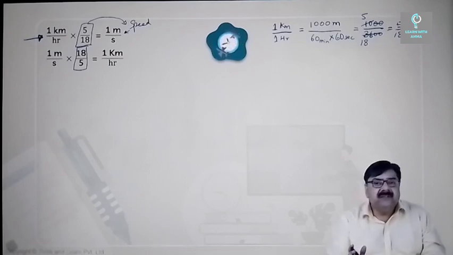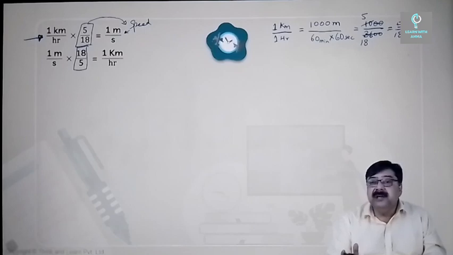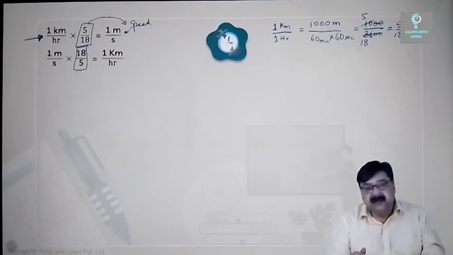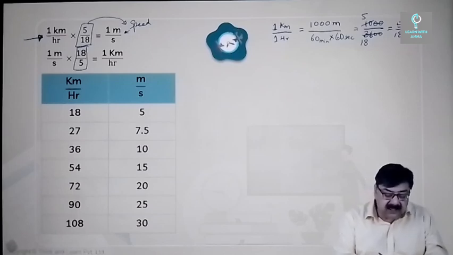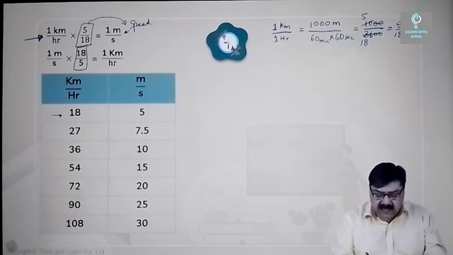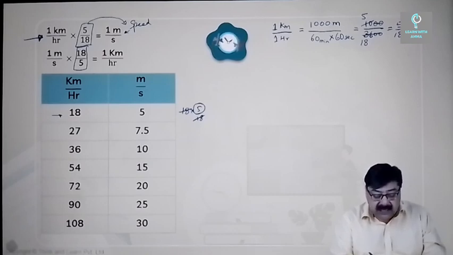Now, in order to save time, you should memorize certain conversions from kilometer per hour to meters per second. And for that, I give you a table here. If the speed is 18 kilometers per hour, then you know that 18 into 5 by 18, 18 will cancel. So you will be left with 5. So that is equivalent to 5 meters per second.